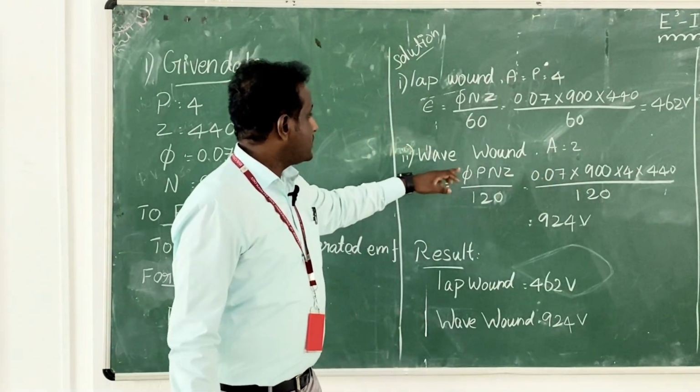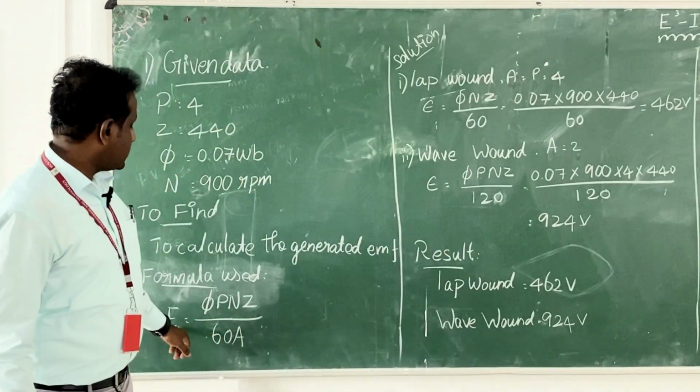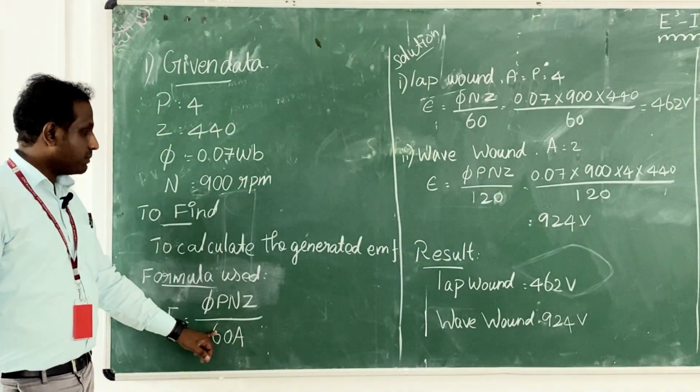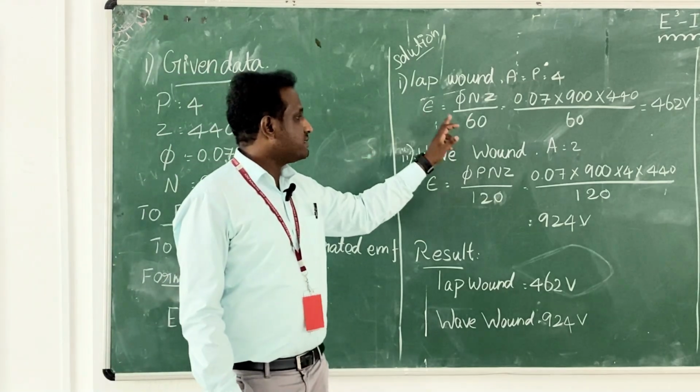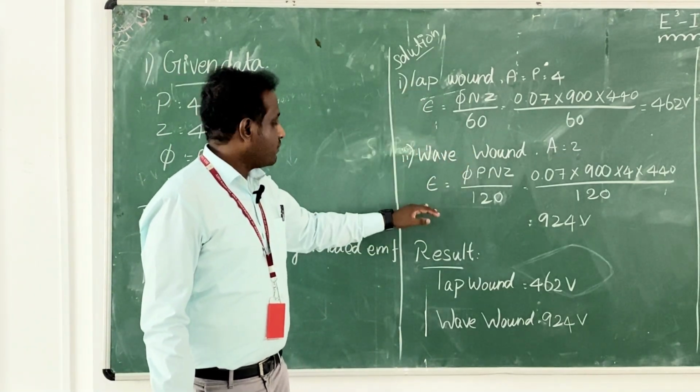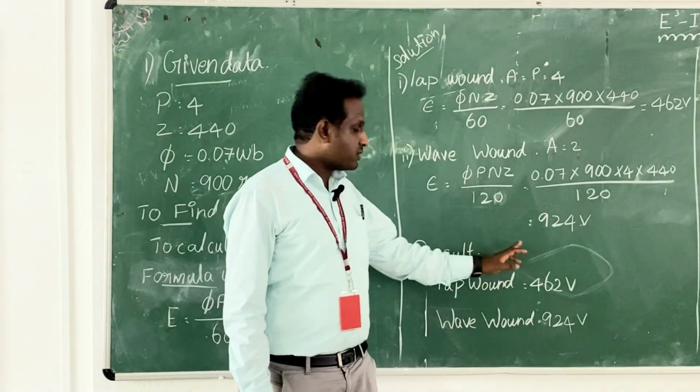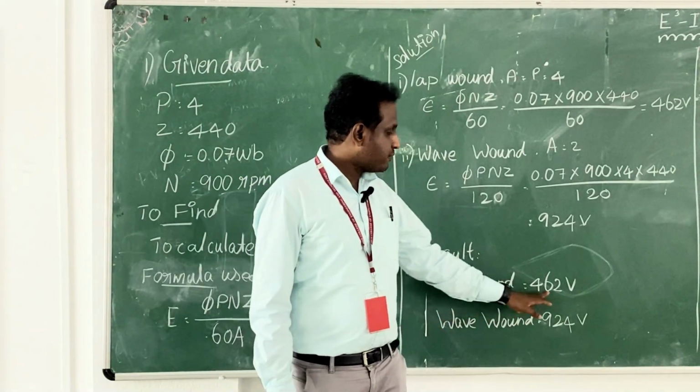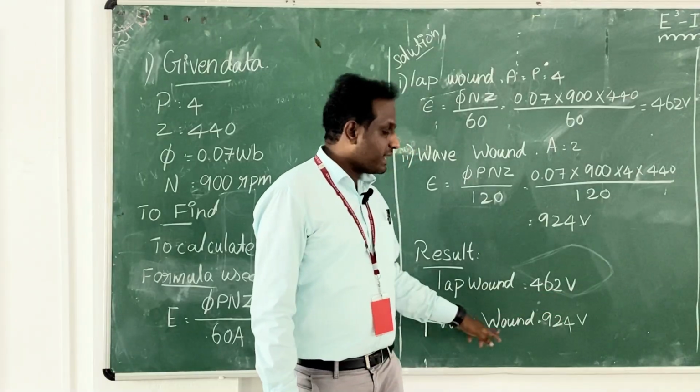If you substitute these values in the formula E = ΦZNP divided by 60A, we get the value of generated EMF in both conditions, lap winding as well as wave winding. The final result of the problem is: if it is lap winding, 462 volts; if it is wave winding, 924 volts.